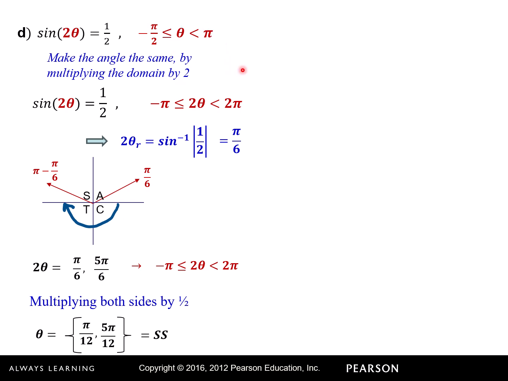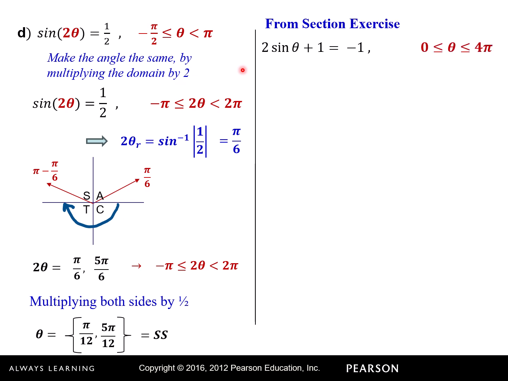The next trigonometric equation is from the section exercise, which is 2 sine theta plus 1 is equal to negative 1, where theta is from 0 to 4 pi. When we say 0 to 4 pi, it means the angle solutions are from 2 revolutions. So not only 0 to 2 pi, but also 2 pi to 4 pi. So first, let us isolate the sine theta by moving 1 to the other side. It will give us the equation 2 sine theta is equal to negative 2. Then to solve for sine theta, divide both sides by 2. So it will give us the equation sine theta is equal to negative 1.